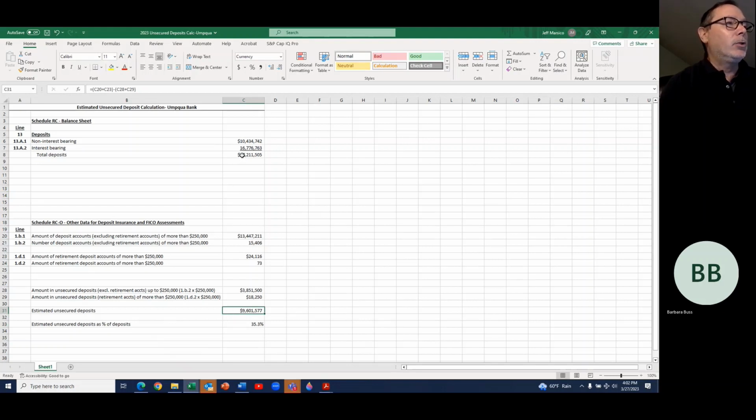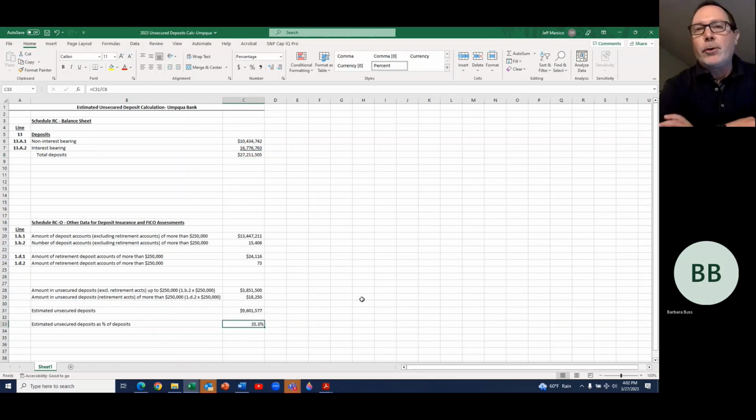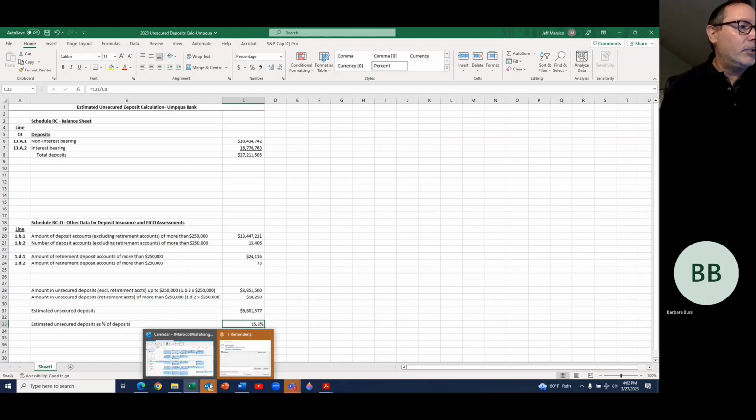You divide that by the total deposits of $27.2 billion, and we have an approximate amount of 35.3% of Umpqua's total deposits at 12/31/22 that is estimated to be unsecured or over the FDIC insurance limit of $250,000 per account. It's not an exact science, it's an approximate one. We don't know how much of those deposits are, say, municipal deposits that have securities pledged against them, but this gives you a rough estimate of the amount of unsecured deposits in an FDIC insurance account.